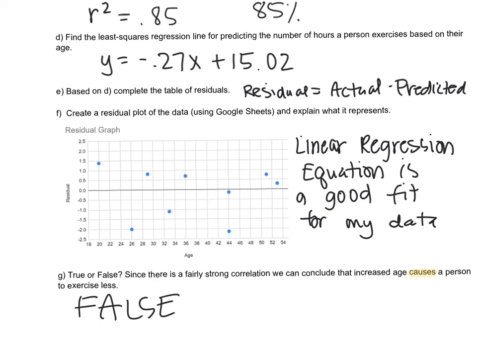So there's health to consider, there's lifestyle, there's so many other variables that can impact whether or not a person exercises, not just their age. Just because there's a strong correlation between the two does not mean that age causes you to exercise less. So that's a big thing about correlation.